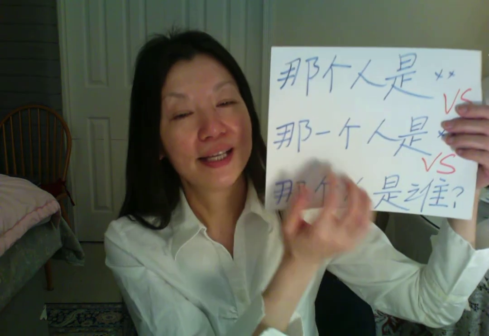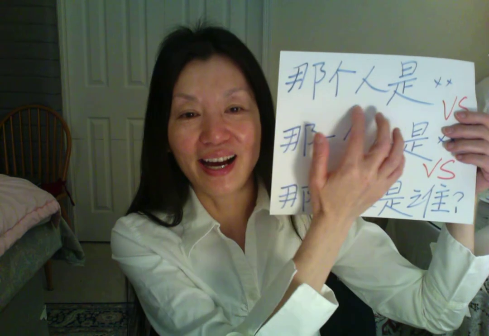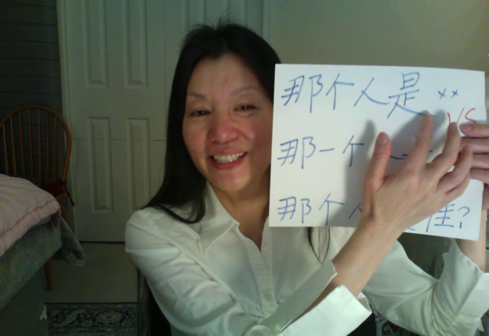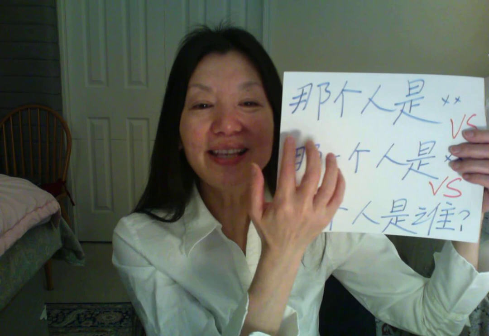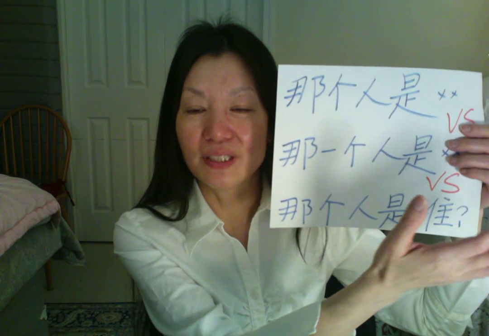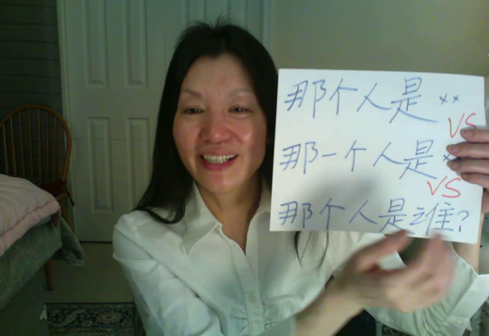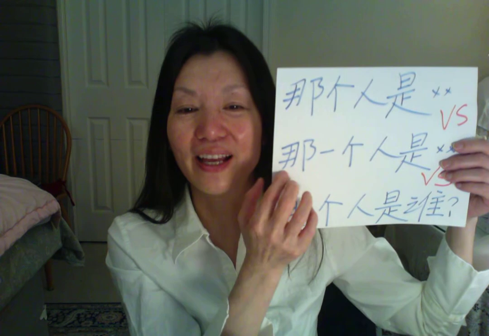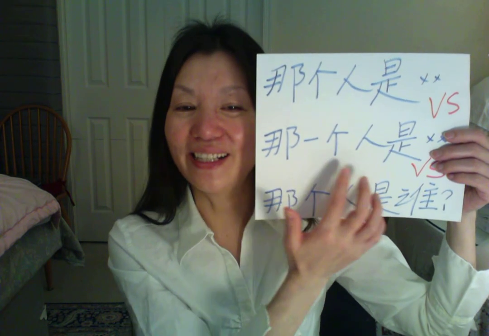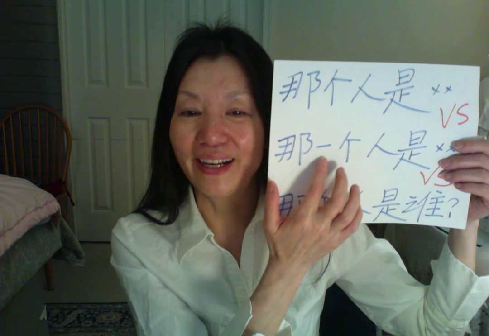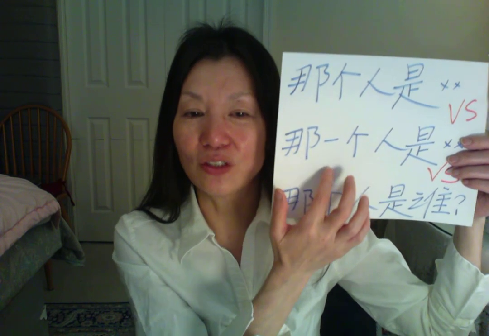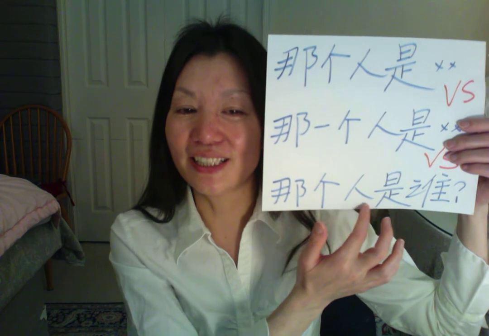Okay. 那个人是, that person. 那个人是, plus the name. For example, maybe to say my name: 那个人是莹莹. Mostly we just drop the 一 here. Major word. If we have 一, we can drop it. 那个人是, if you do not know.